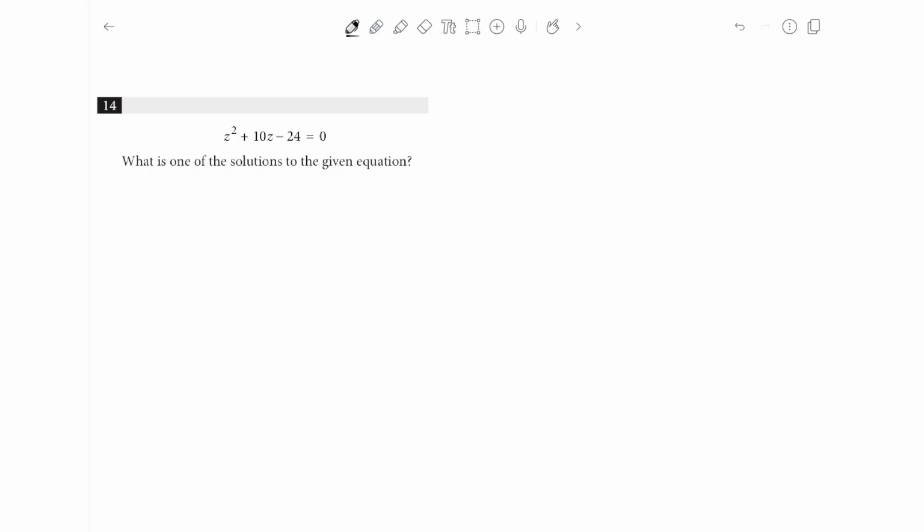Question number 14 gives us this equation, and they want us to find one of the solutions. So here we're going to have to do a technique called factoring.